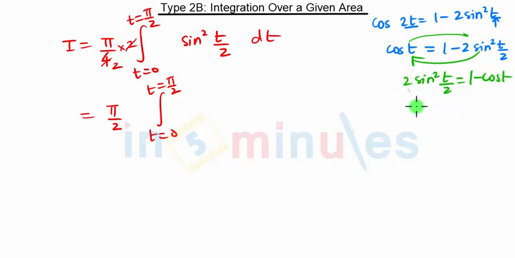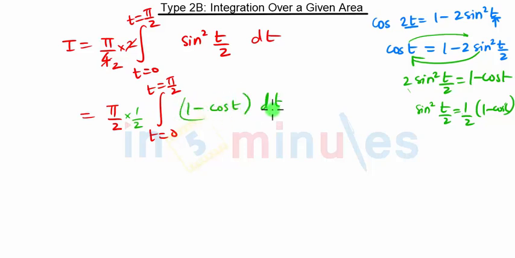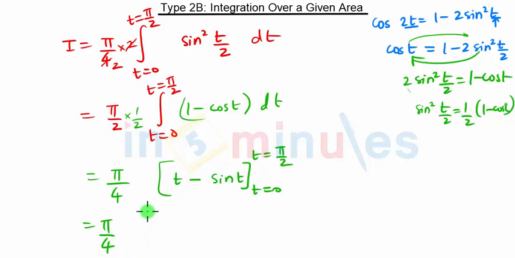I will take this half in the denominator and get sin square t by 2 as half of (1 minus cos t). So instead of sin square t by 2, we can write half of (1 minus cos t) dt. Now if you see, this is a very simple integration. Here we get pi by 4. Integration of 1 is t, and integration of cos t is sin t, and here we apply the limits of integration. So here we have pi by 4, then upper limit minus lower limit.